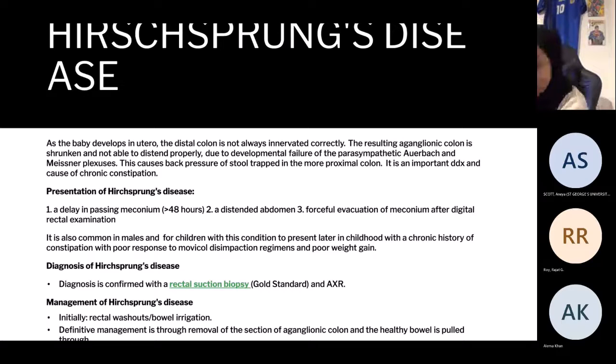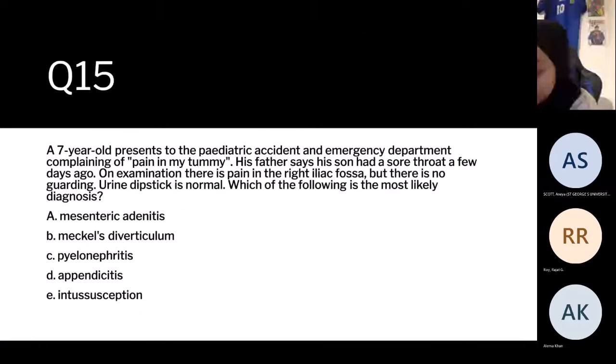And so question 5. A 7-year-old presents to the pediatric accident and emergency department complaining of pain in his tummy. Father says his son had a sore throat a few days ago. On examination, there is pain in the right iliac fossa, but there is no guarding. Urine dipstick is normal. Which of the following is the most likely diagnosis? Is it mesenteric adenitis, Meckel's diverticulum, pyelonephritis, appendicitis, or intussusception?